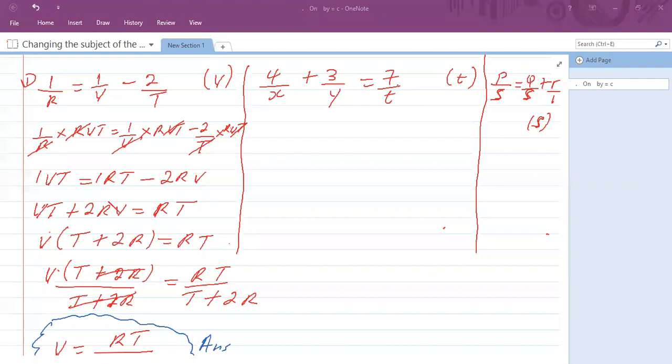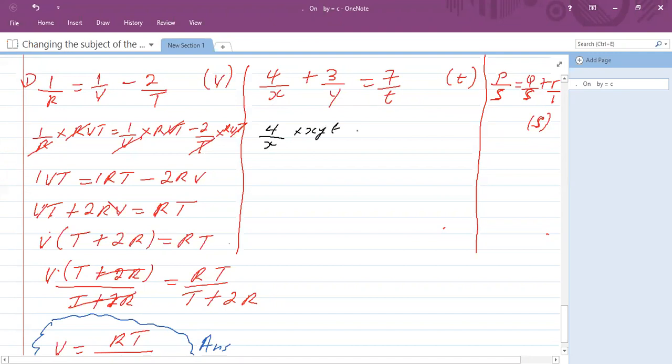We multiply everything by what? XYT. So we say 4 over X times XYT plus 3 over Y times XYT equals 7 over T times XYT.